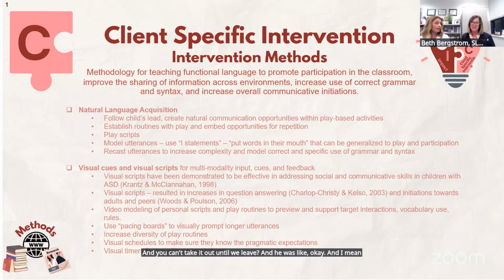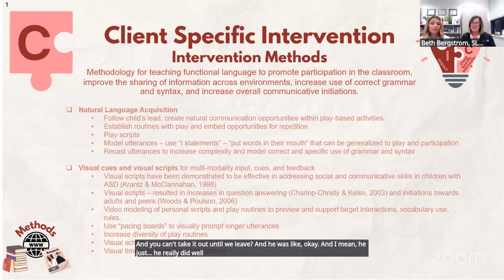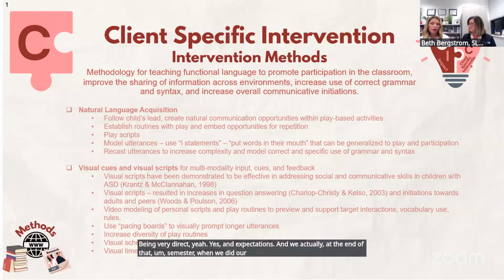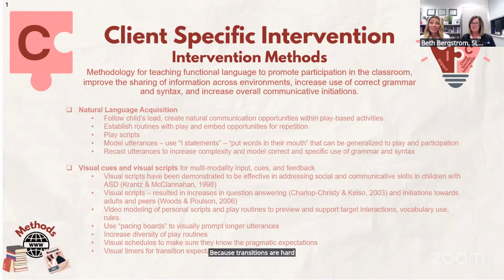And he really did well with being very direct. Yes, and expectations. At the end of that semester, when we did our meeting with mom, we talked to her about the visual timer because transitions are hard for her, and she was getting ready to go into summer.